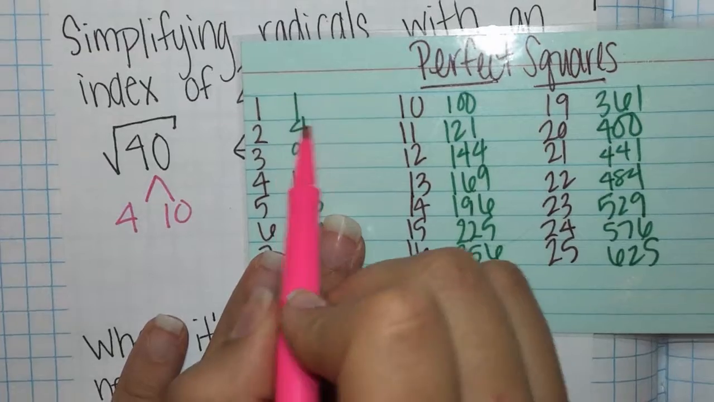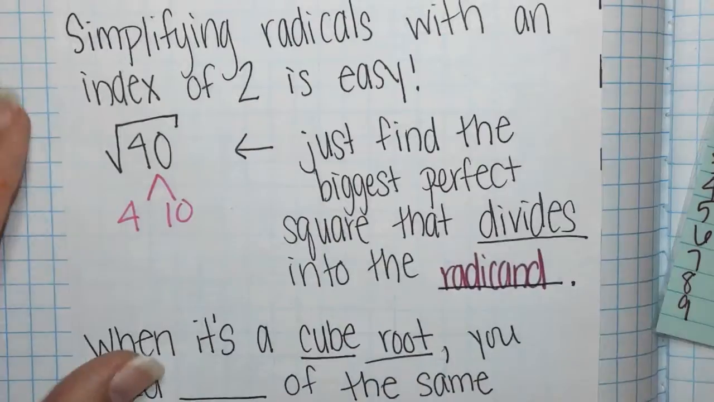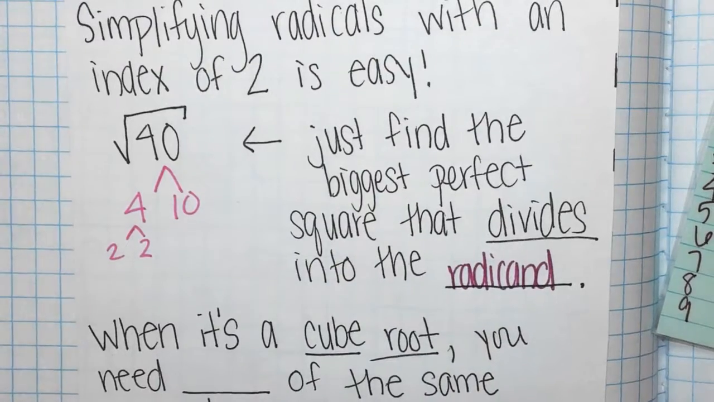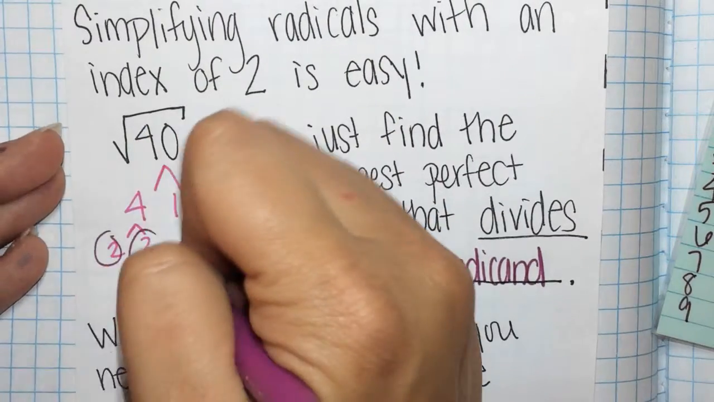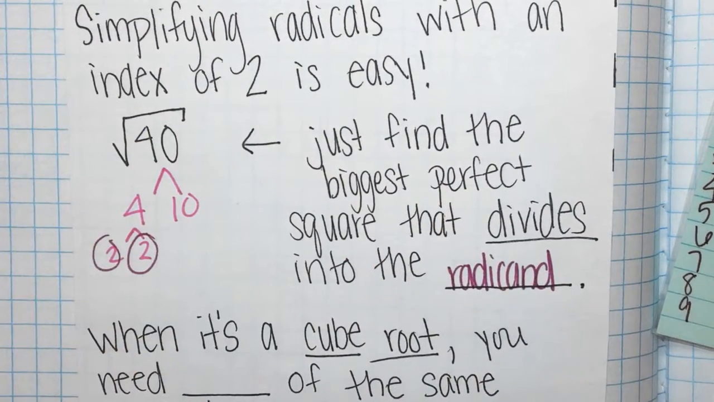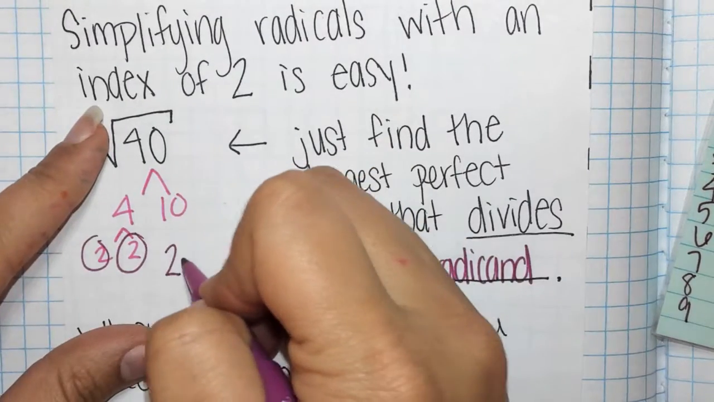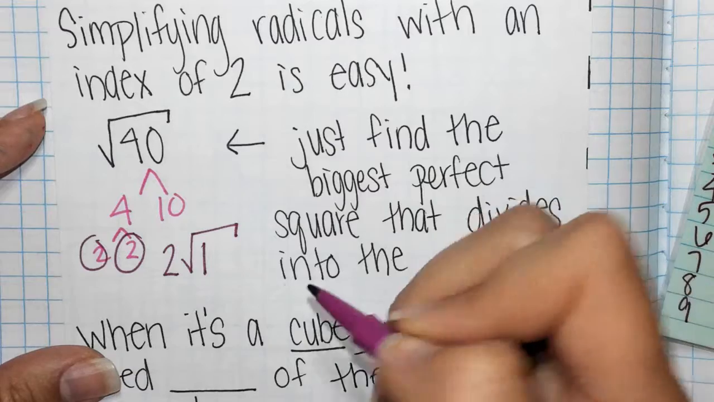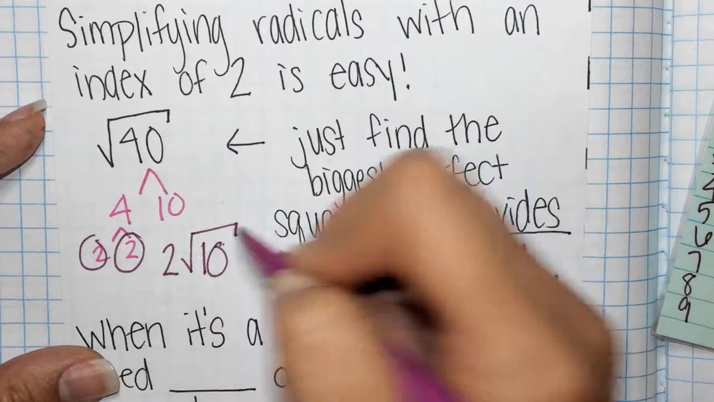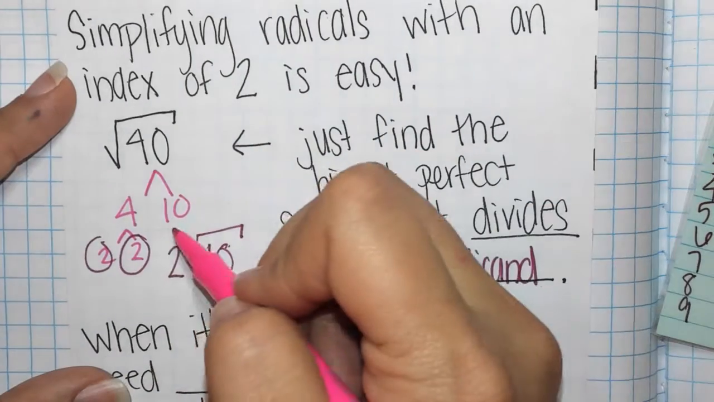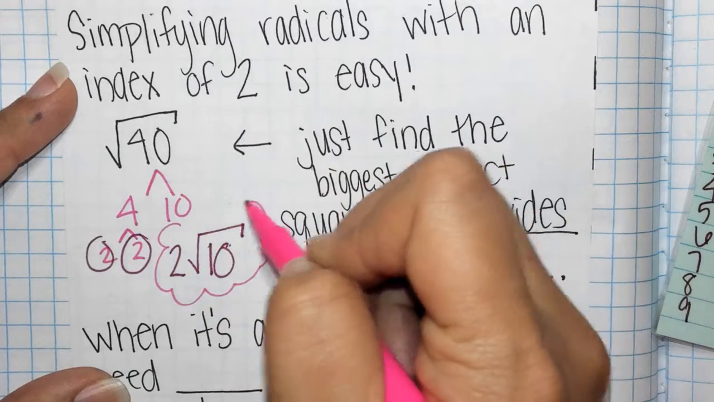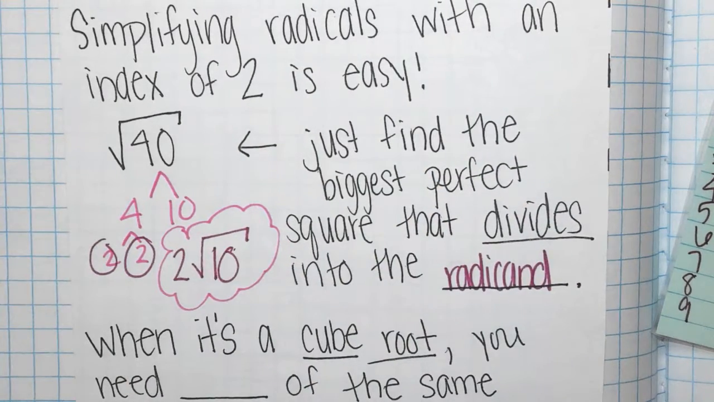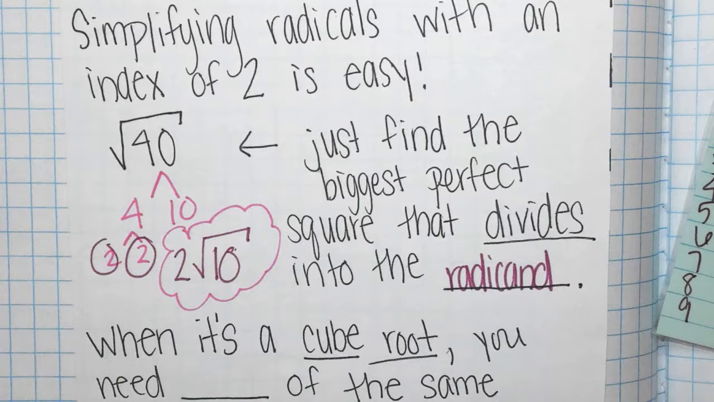Now, what does 4 get broken down into? 2 and 2. And since it's an index of 2, we need 2 of the same number. Do we have 2 of the same number? Alright, so what goes outside to play? And what stays inside to read Harry Potter? What stays inside? 10. Are we done? Because 10 can only be broken down into 2 and 5. And that's not 2 of the same number.